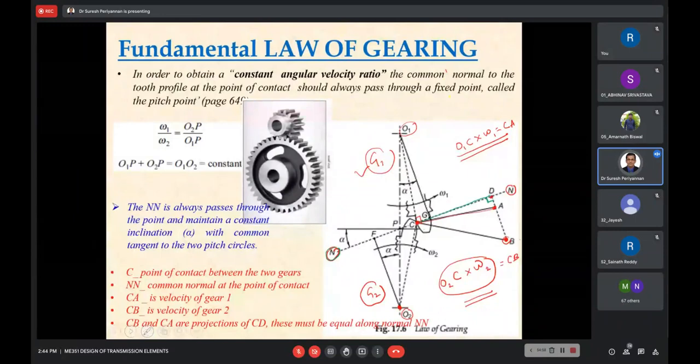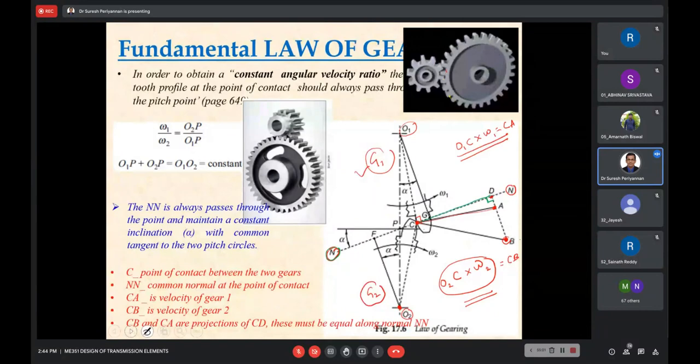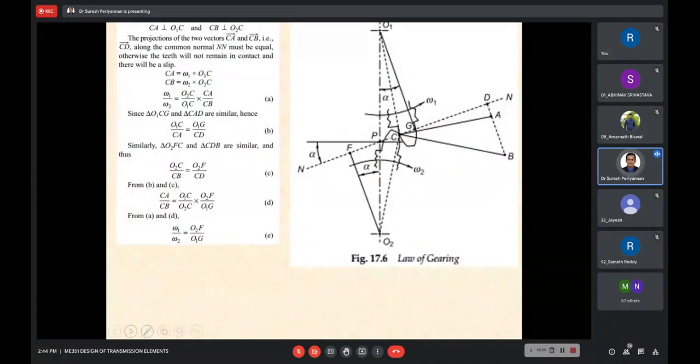Now, in the next page, CA is perpendicular to O1C. This is the velocity CA of gear 1. Gear 1 velocity CA is perpendicular to O1C. Similarly, CB is perpendicular to O2C. Now, as we already discussed, CD is the projection of these two vectors CA and CB. From the velocity relations we discussed, we are able to find omega 1 by omega 2 is equal to O2C divided by O1C into CA divided by CB. Okay.